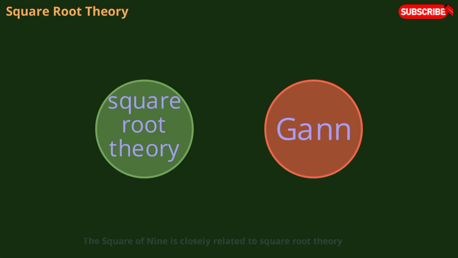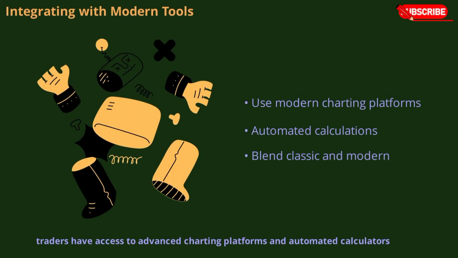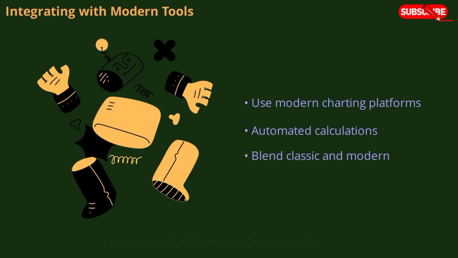The Square of Nine is closely related to square root theory, another of Gann's innovations. By understanding how square roots relate to price levels and time cycles, you can further enhance your technical analysis toolkit and uncover deeper market patterns. Today, traders have access to advanced charting platforms and automated calculators that make applying the Square of Nine faster and more accurate. Integrating these modern tools with classic techniques allows for more efficient and effective analysis.